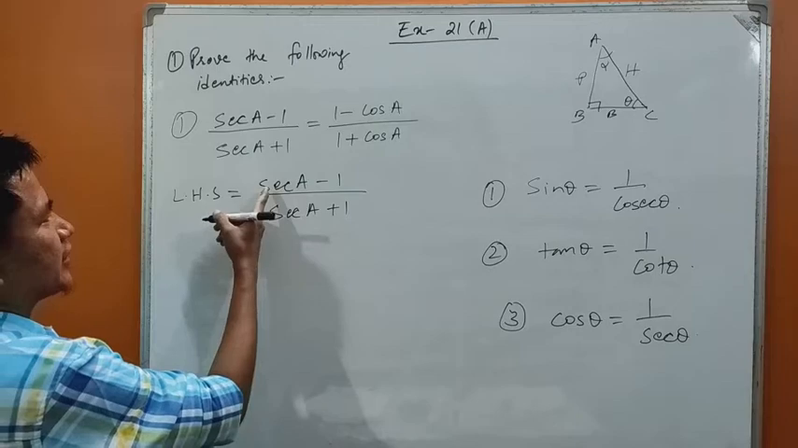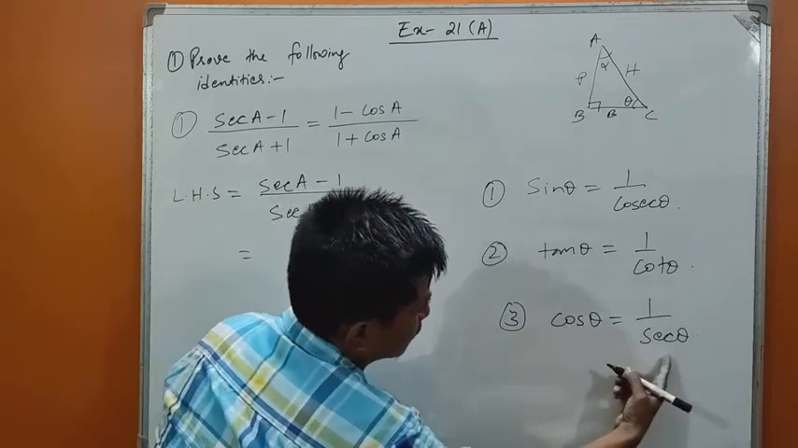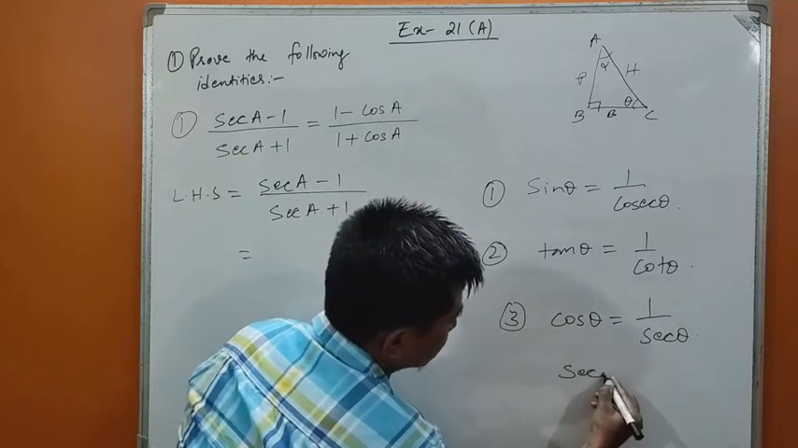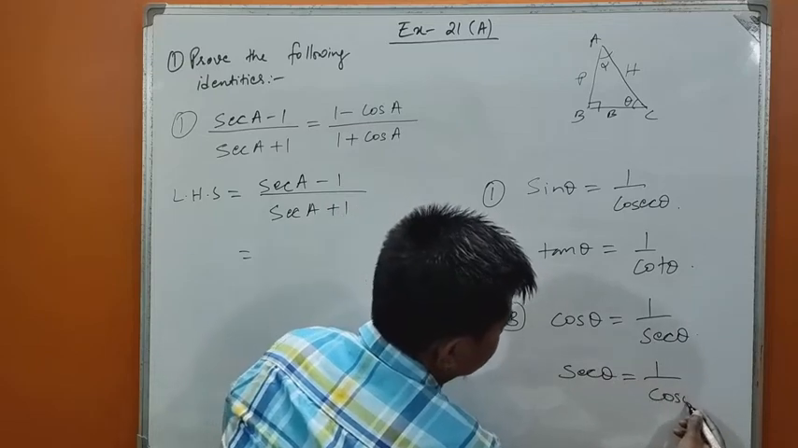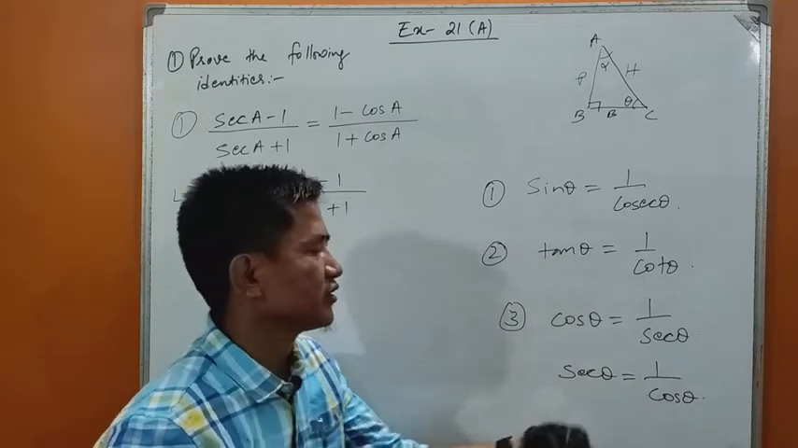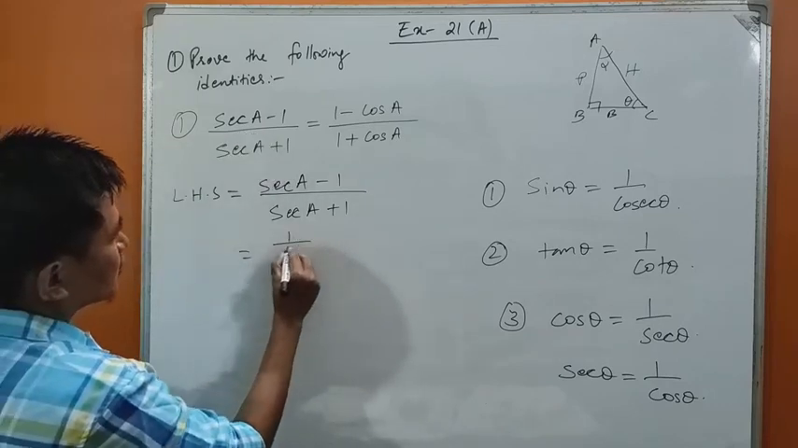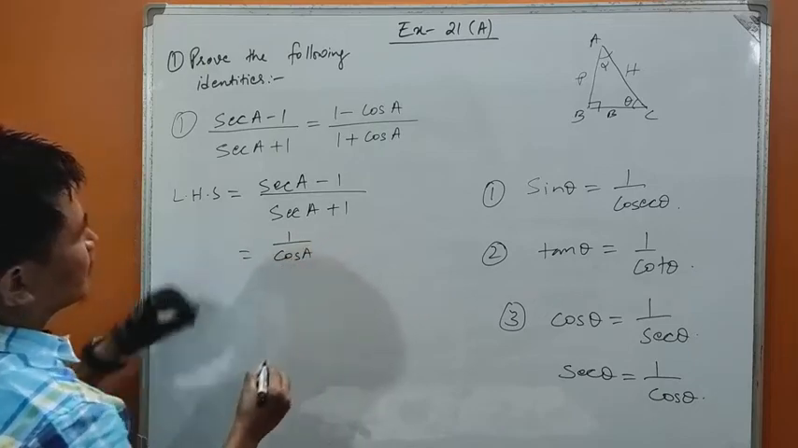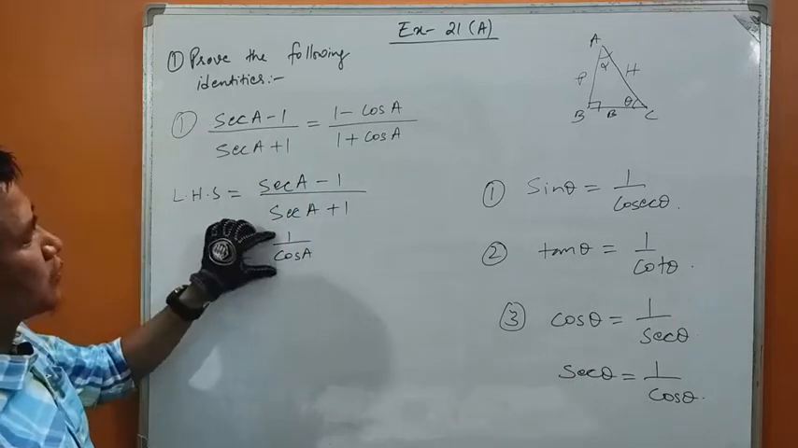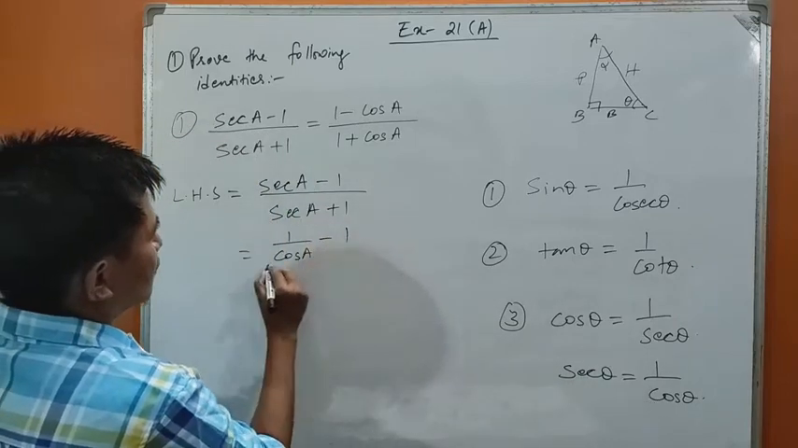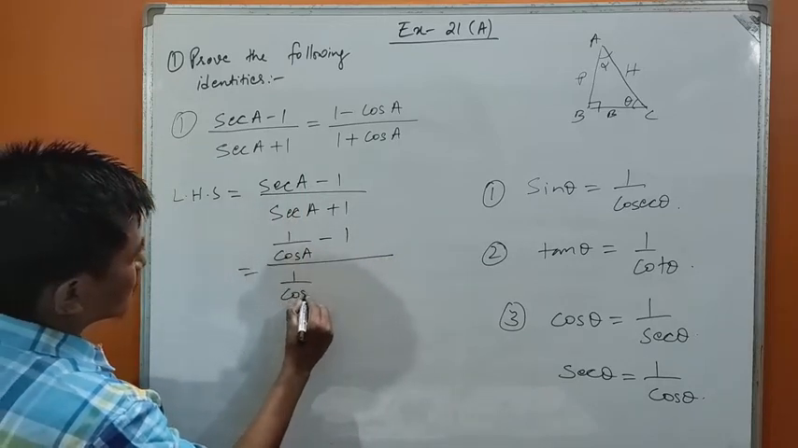We need this here. If cos theta equals 1 upon sec theta, then bring this sec theta here and cos theta down. Sec theta equals 1 upon cos theta, because cos theta goes to the denominator. So instead of sec a, you can write 1 upon cos a. Sec a means 1 upon cos a, because sec theta equals 1 upon cos theta. So sec a is 1 upon cos a.